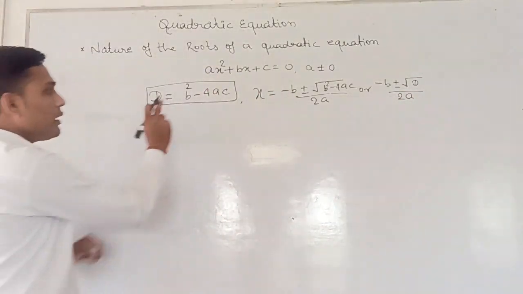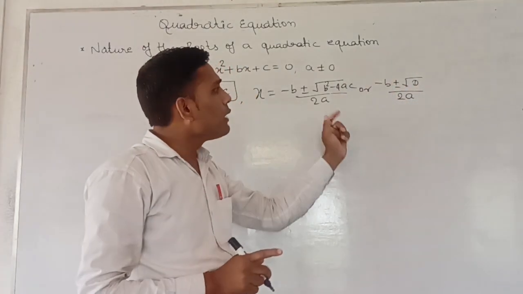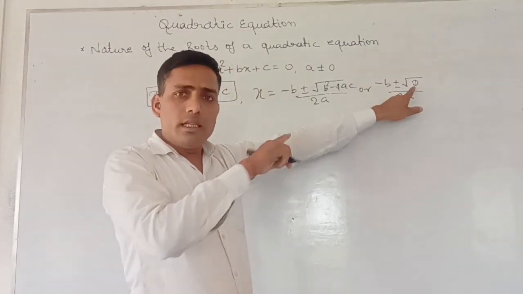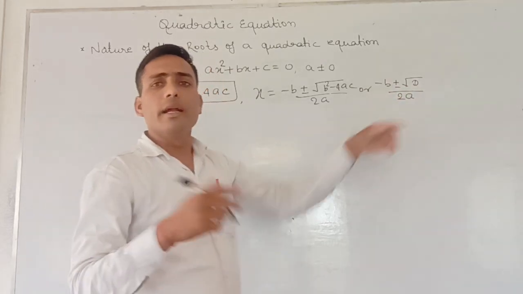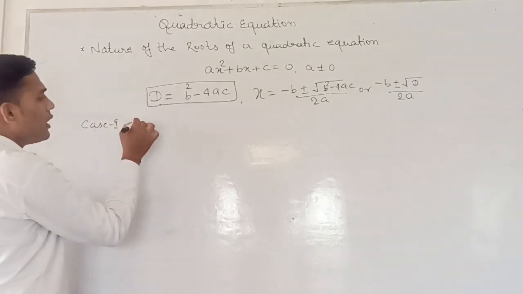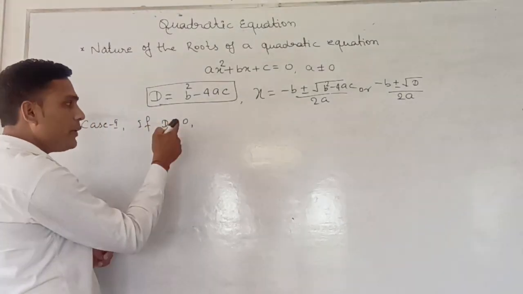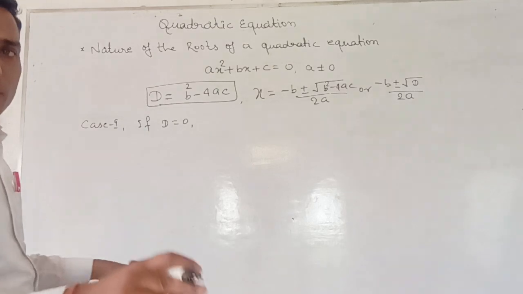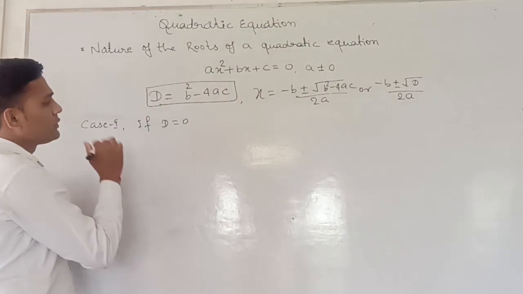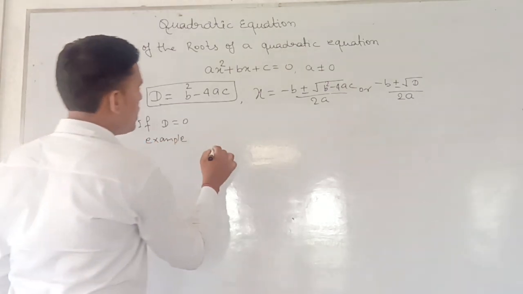Next, suppose that D equals 0. Then what will be the nature of this quadratic equation? For D equal to 0, D less than 0, and D greater than 0, there are some criteria we are going to solve. First is D equal to 0. If D equals 0, then I am going to take examples, and after that we can understand the criteria and the nature of the roots.